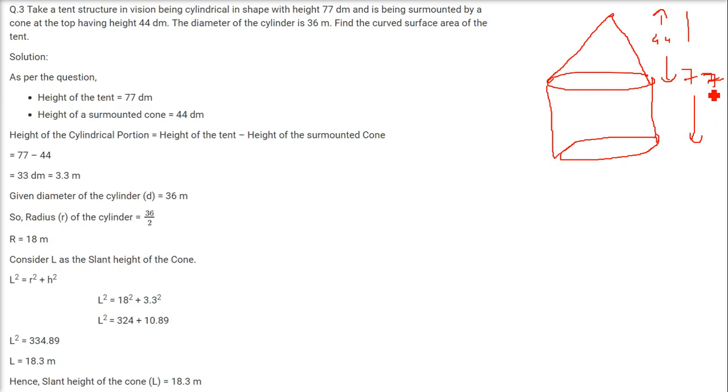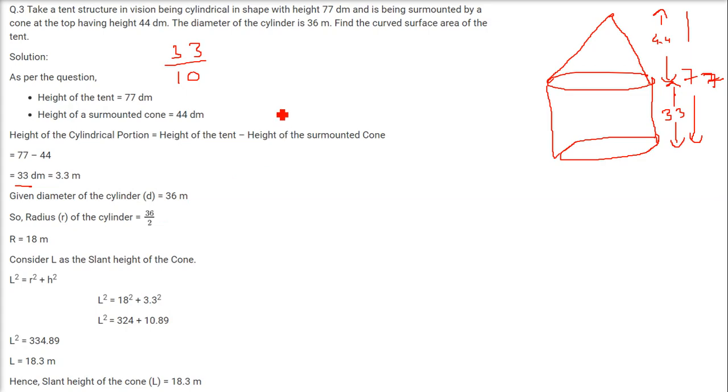And what is this height? It is 77 minus 44. That is, this is going to be 33. Right? 77 minus 44 is 33. So now the height of the cylindrical portion we found out using 77 minus 44, that is 33 decimeter. And we know that in order to convert the decimeter into meter, we just have to divide it by 10. Right? So it will be 3.3, and this will be 4.4, this will be 7.7.